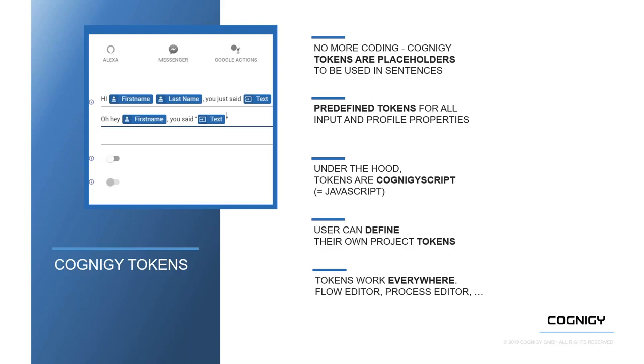So you can go in and create any token. You don't have to rely on the ones that come with the system, and they will then be exposed in your application, and you can use them in any sentences. And the nice thing is they really work everywhere. They work in the flow editor with texts and processes. They work in default replies. They work in conditions. They really work everywhere in the system. And I'm going to show you what that looks like in a second.